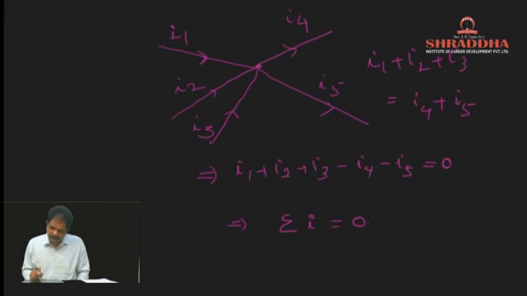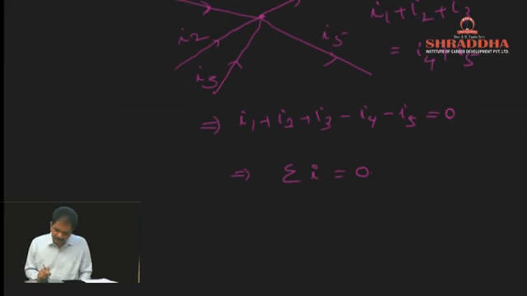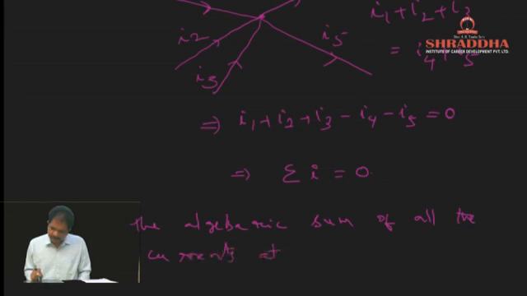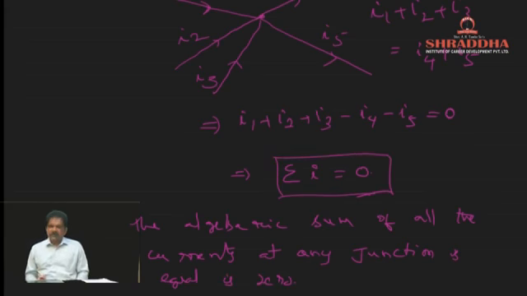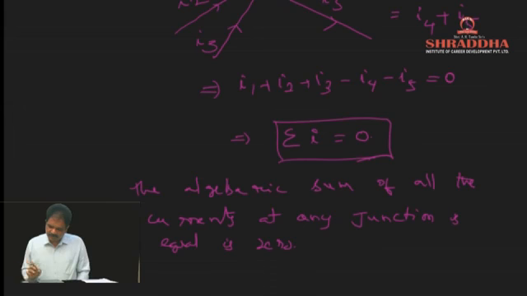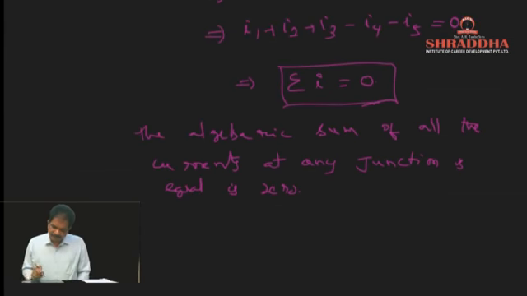From this we can state Kirchhoff's first law in another format also. What is that? The algebraic sum of all the currents at any junction is equal to 0. That is the word format of this. Sigma I is equal to 0 means the algebraic sum of all the currents at any junction is equal to 0.